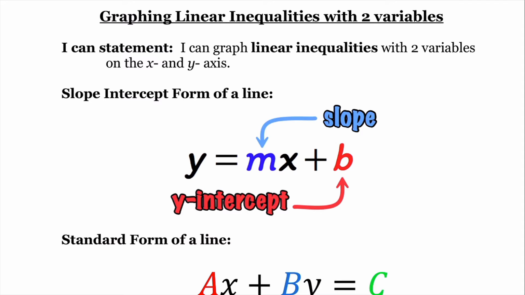B is the y-intercept. The y-intercept is where it crosses the y-axis. That's where we start. We start there, and then the slope tells us how to get to our next dot. Okay. That's slope intercept. We're going to be using that one a lot.